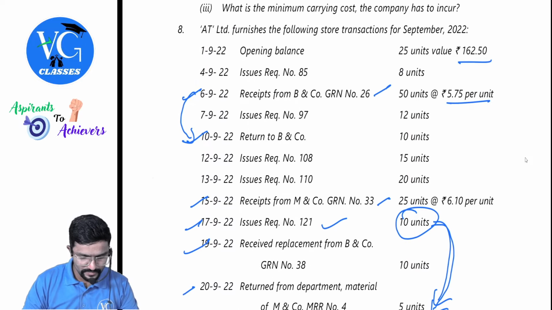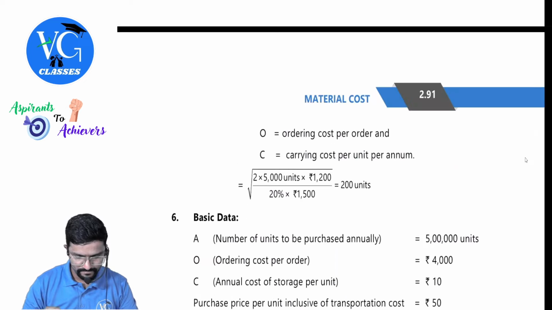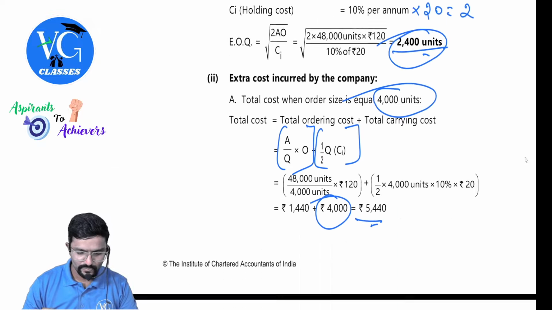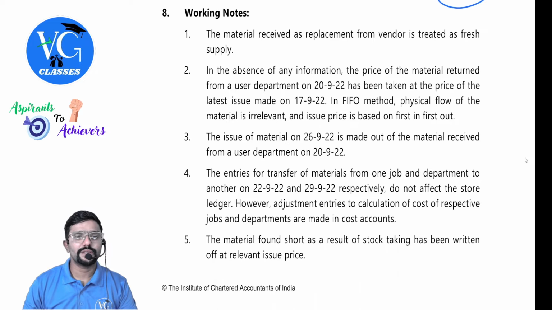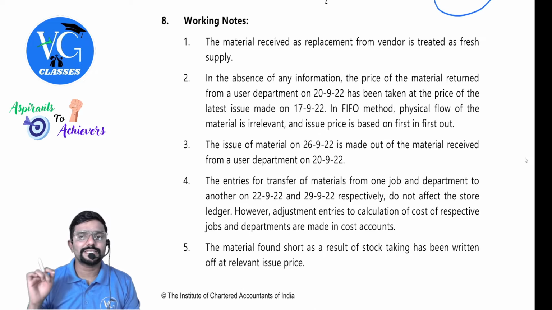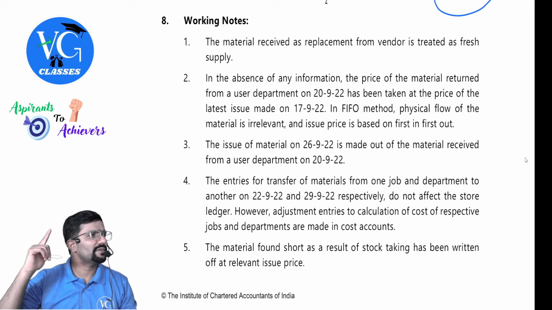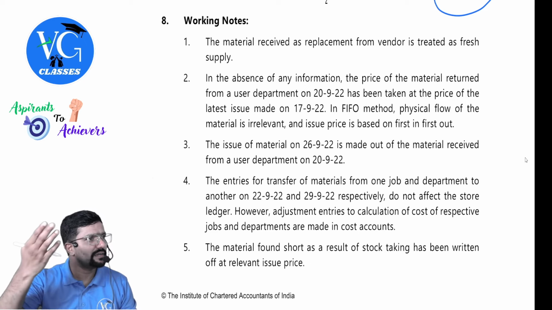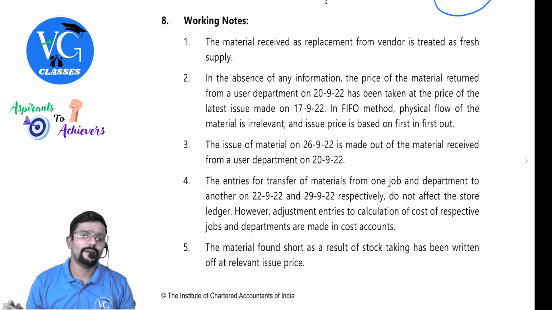Come to the solution. A few points they have given. Let us see the working notes. The material received as replacement from vendor is treated as what? Fresh supply. That is, whatever we got back. Sir, I returned and he gave back a new replacement. Considered as fresh purchase.